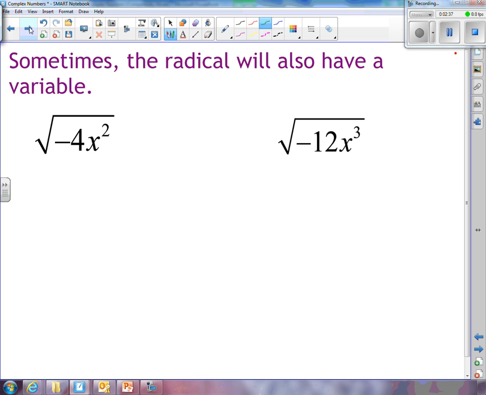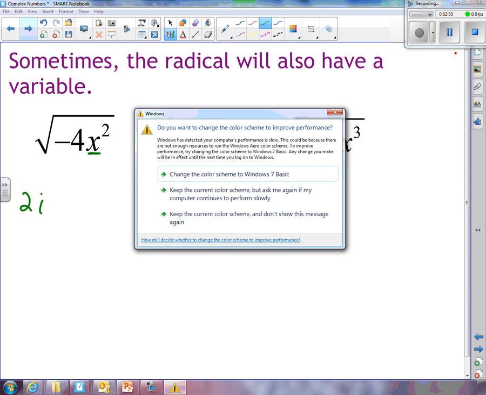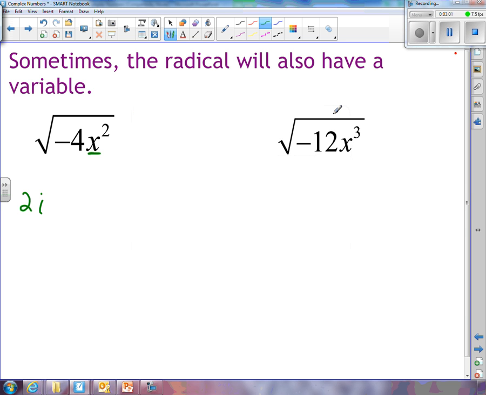Okay, so sometimes the radical also has a variable under it. So for here, we have this x squared also. You just have to simplify it the same way that we simplified everything in the previous section with radicals. First, let's deal with the negative. That negative can come out and become an i on the outside. The square root of 4 is just 2, and the square root of x squared is just x. So this is just 2xi. That's the same thing as the square root of -4x squared.